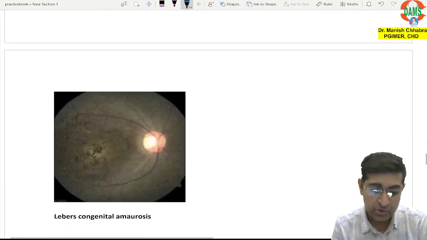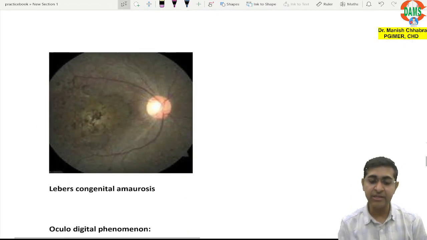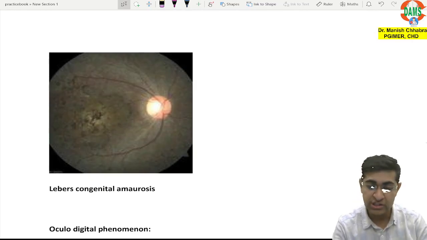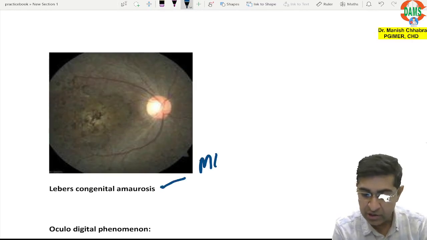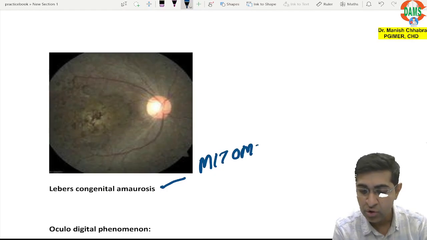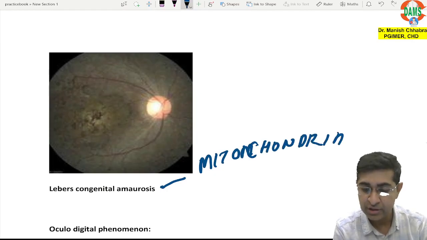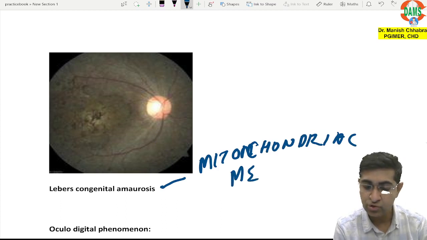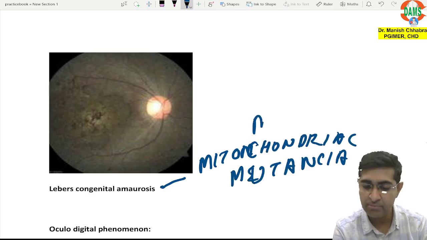Then there is Leber's congenital amaurosis. It is due to a mitochondrial mutation, and you know that the child gets mitochondria from the mother.